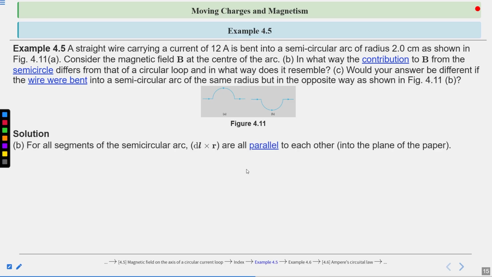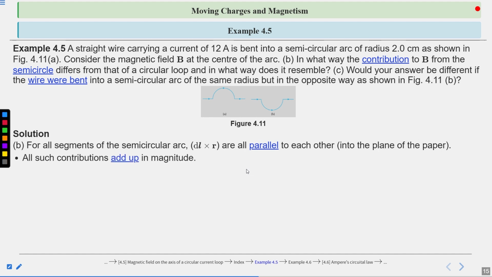For all segments of the semicircular arc, dl cross r are parallel to each other, into the plane of paper. You can see the magnetic field direction due to this loop by using the right hand thumb rule. If you consider a small segment dl on this semicircular loop, then dl cross r will be parallel to each other due to all elements, or you can find the direction by the right hand thumb rule. So at the center of this semicircular loop, the direction of magnetic field will be into the plane of paper.